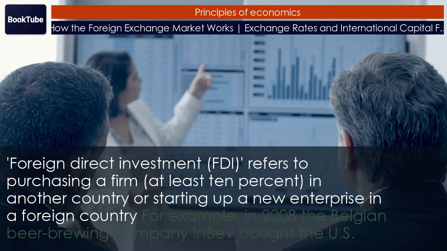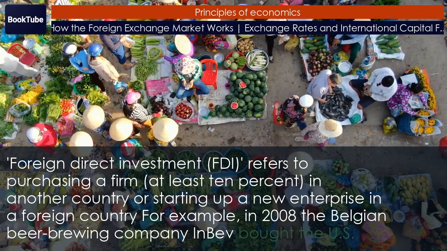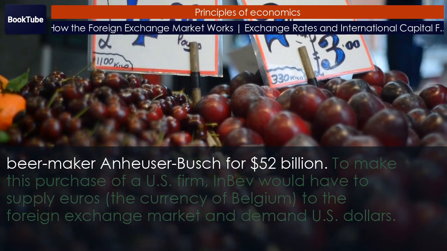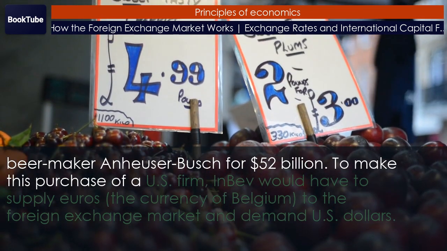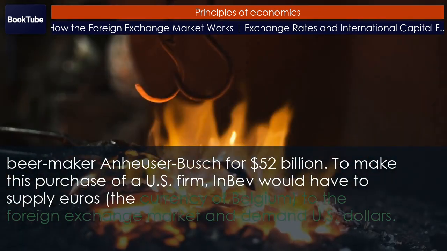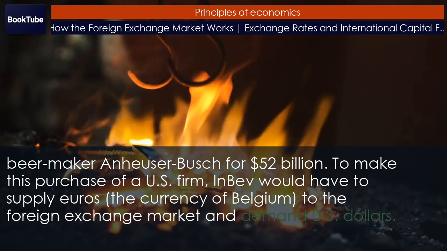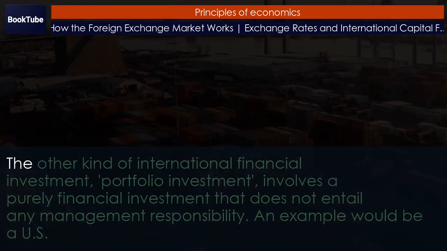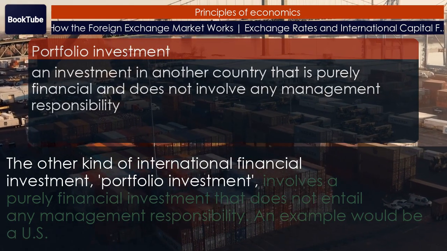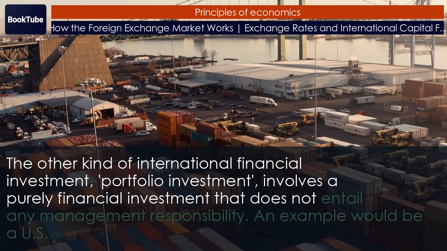For example, in 2008 the Belgian beer brewing company InBev bought the U.S. beer maker Anheuser-Busch for $52 billion. To make this purchase of a U.S. firm, InBev would have to supply euros, the currency of Belgium, to the foreign exchange market and demand U.S. dollars. The other kind of international financial investment, portfolio investment, involves a purely financial investment that does not entail any management responsibility.